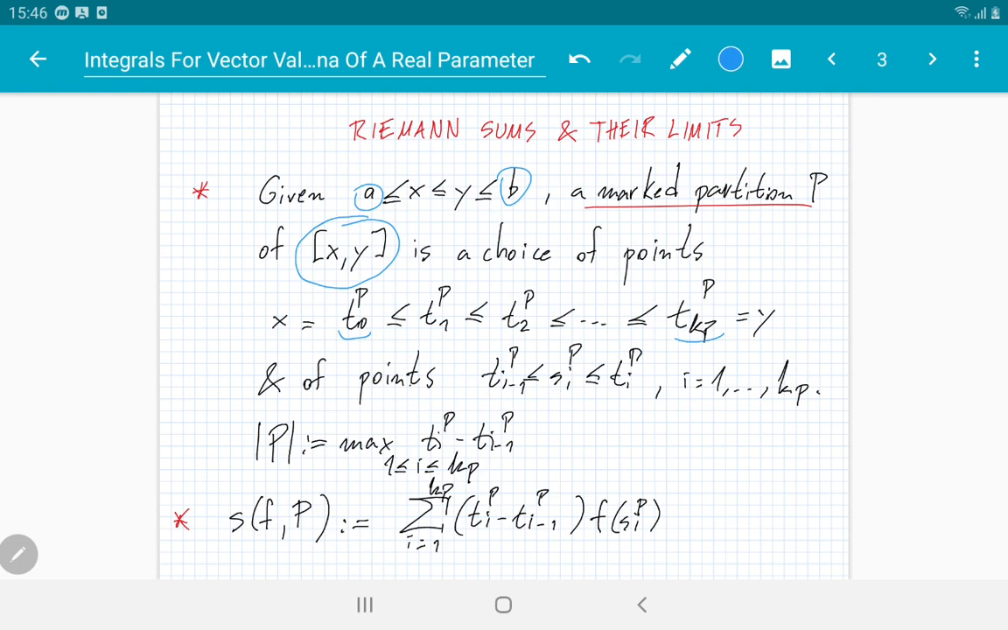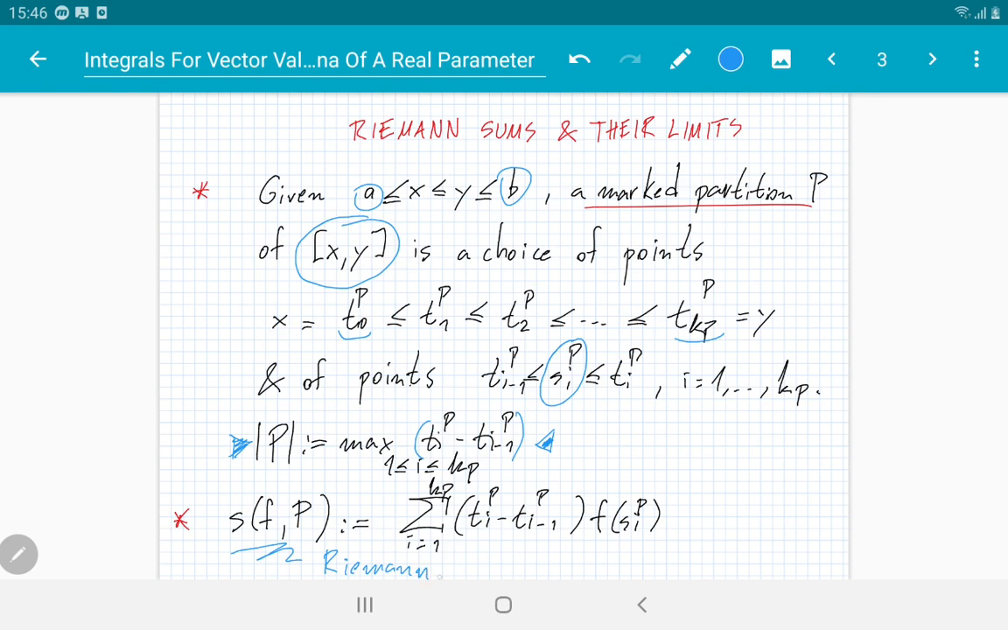Besides choosing these points, which sort of divide the interval from x to y, we're going to choose inside each one of the subintervals a point s sub i. So this construction of choosing the points t and then choosing the s's inside the corresponding intervals is called the marked partition P. A partition has a size associated with it, which is this quantity here, this modulus of P, which is just the size of the largest interval that appears in this partition, right? As you break x, y down into subintervals, the size of P is the size of the largest interval that shows up in the subdivision. And the Riemann sum corresponding to the subdivision is this quantity here.